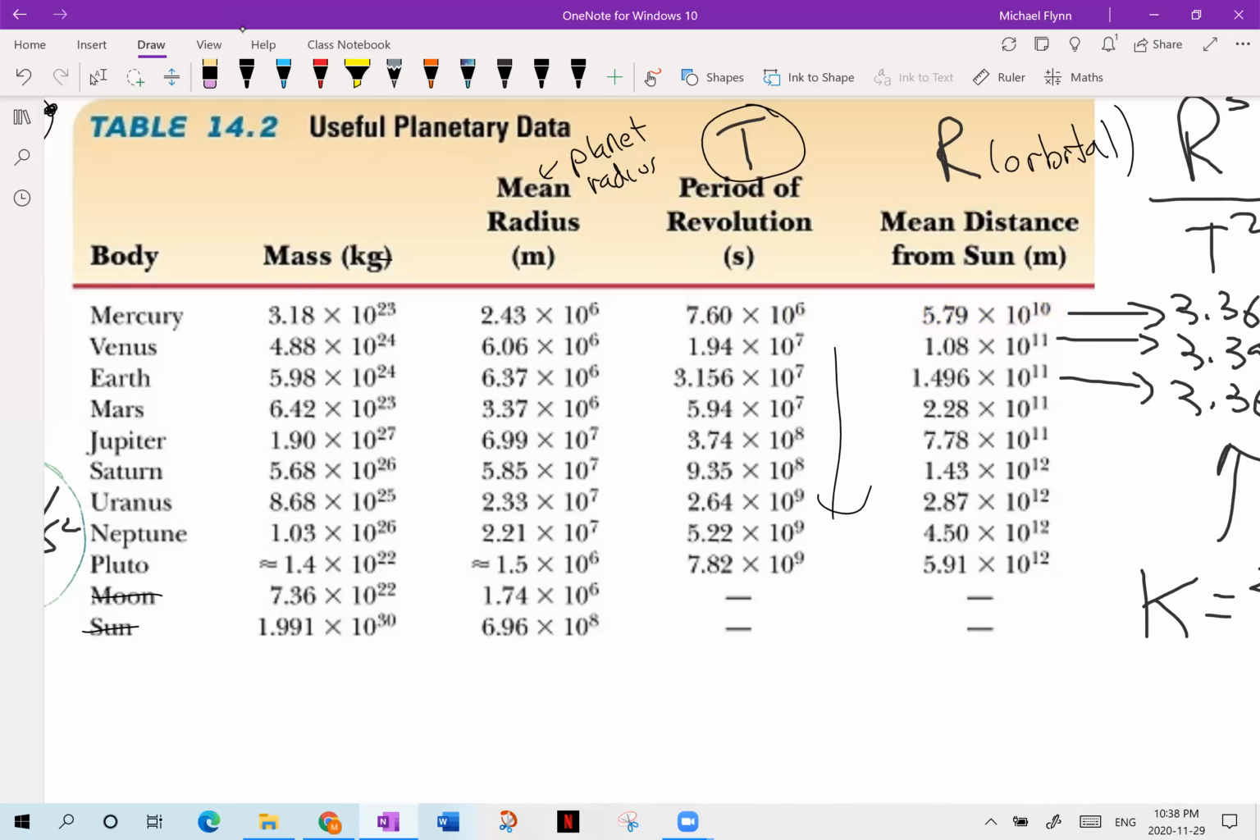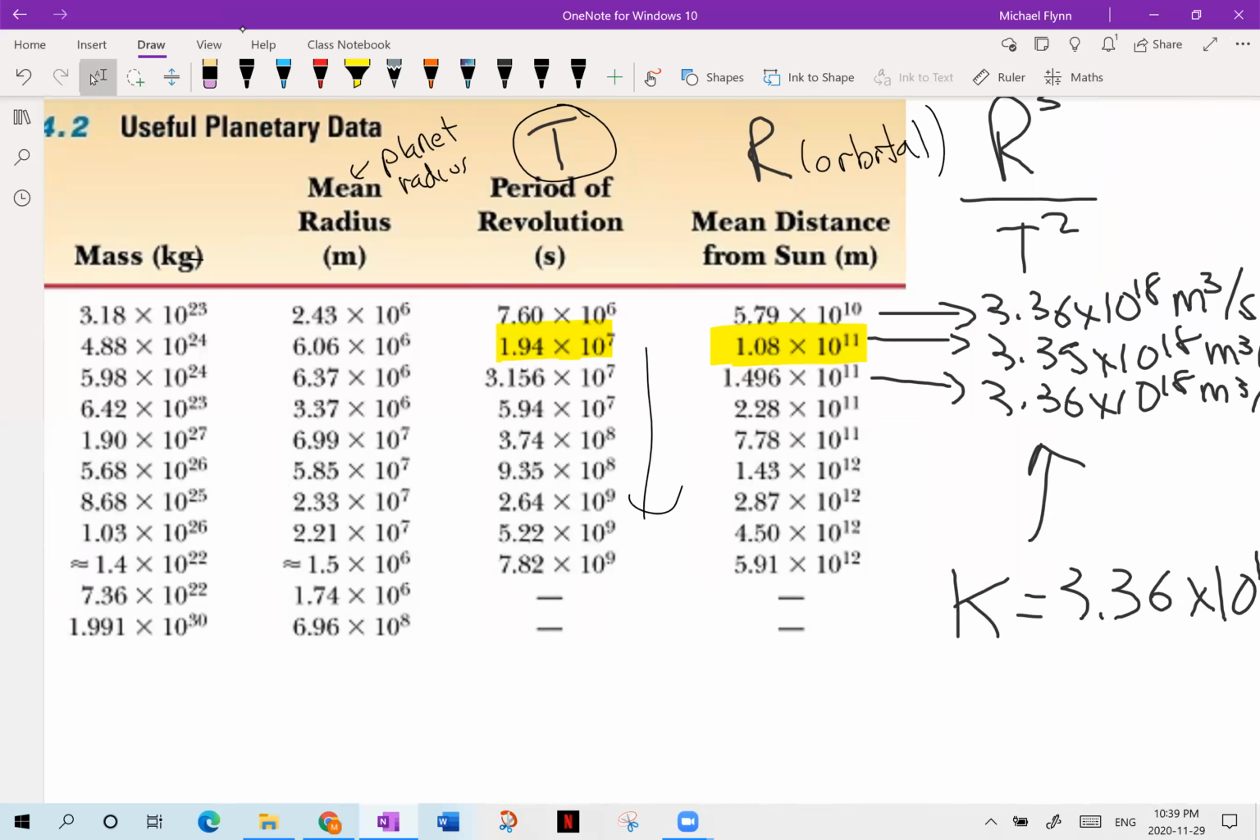Now, let's erase this one. If you do it for Venus, you would use Venus's radius of orbit and Venus's period of revolution. And trust me when I say, I'll put the numbers in just to satisfy your curiosity, because I know you care. So it's 1.08 times 10 to the 11. I'm going to cube that number, and I'm going to divide it by 1.94 times 10 to the 7 squared, and I get 3.35 times 10 to the 18. A little off, but close enough.